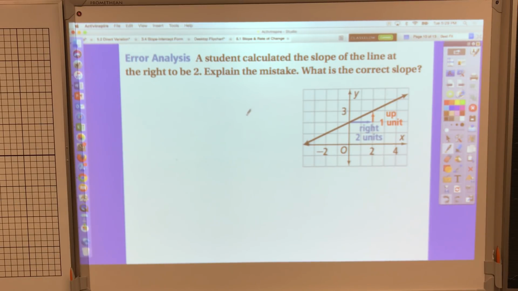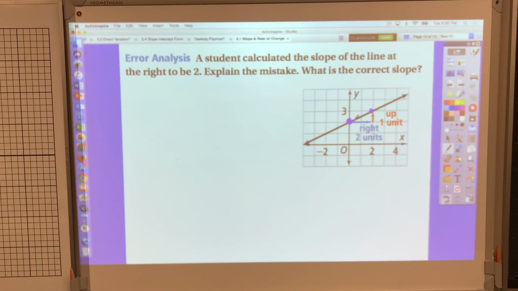A student calculated the slope of the line at the right to be 2. Explain the mistake and what is the correct slope. So look right here, they have my triangle drawn for me. They started at the point at the left, and they ended up at the point on the right. This time, I always do my rise over my run.